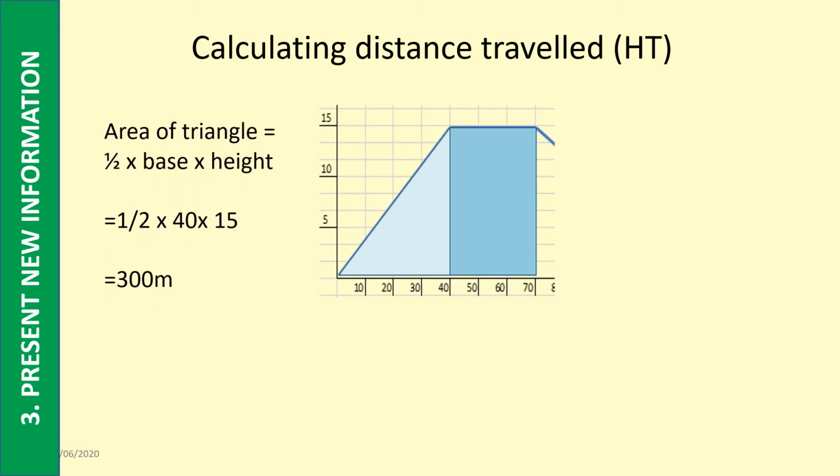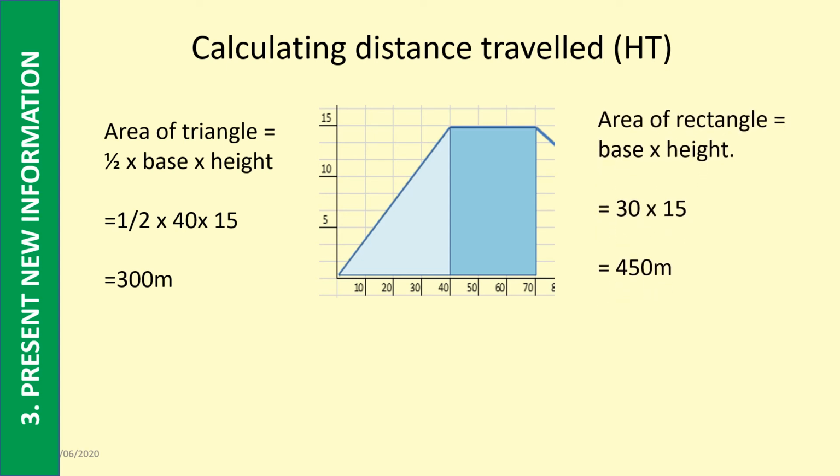So for the triangle, the area of a triangle is given by half times base times height. So the base is here, 40 seconds, and the height is here, 15 meters per second. So the area of that part of the journey is half times 40 times 15, which is 300 meters.